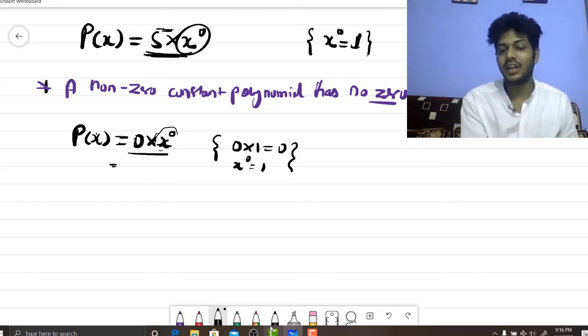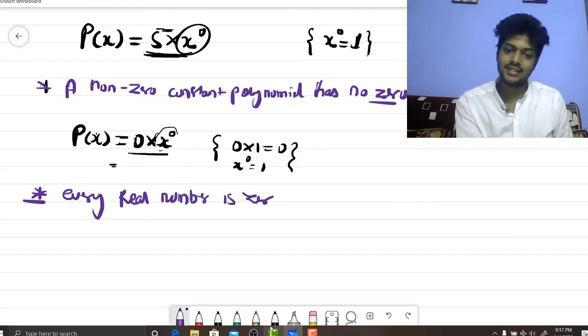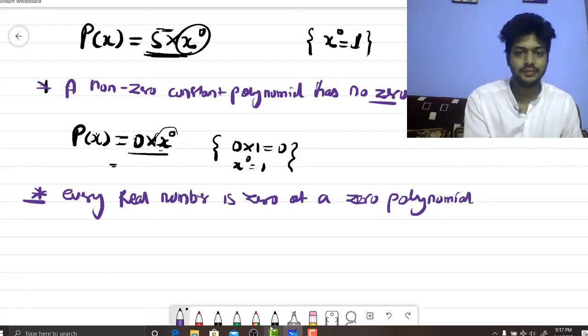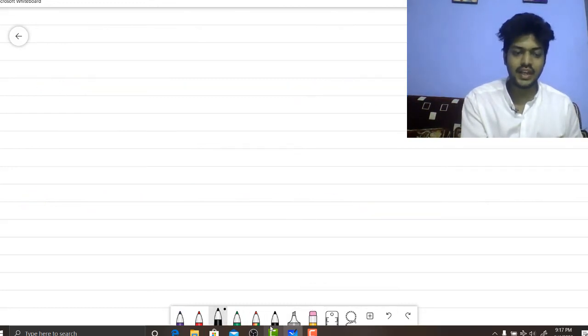So we come to another yet most important conclusion, which is that every real number is a zero of a zero polynomial. Okay, so I guess now you guys are getting a clear picture of what zeros are.